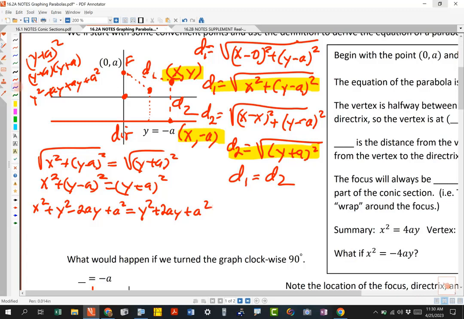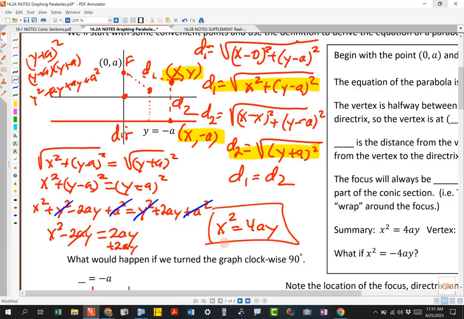Anybody notice anything that's the same on both sides? Mason: Y squared and a squared. We've got a y squared on both sides, and we've got an a squared on both sides. So if I just cancel those out, this cleans up really quickly. This is x squared minus 2ay equals 2ay. And we probably ought to collect the like terms. Let's move these guys over to this side. So this is plus 2ay. So here's what I get: x squared equals 4ay. And that's what we're after.